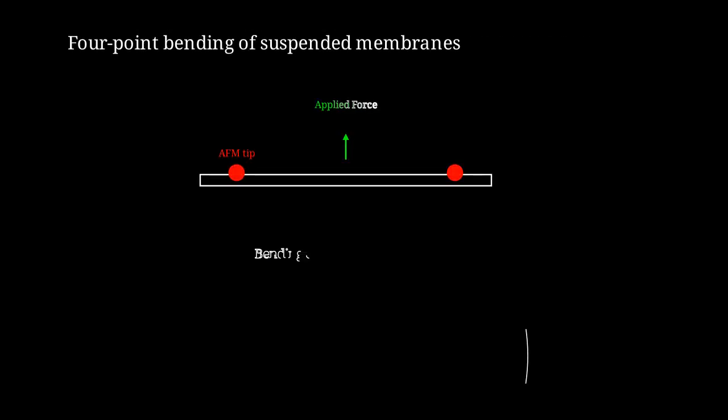Suspended membrane samples can be bent in a controlled manner while measuring electrical response, providing direct flexoelectric characterization. Here's a schematic of an AFM-based flexoelectric measurement. The tip applies force creating local bending, generating strain gradients that produce measurable electrical signals through the flexoelectric effect.